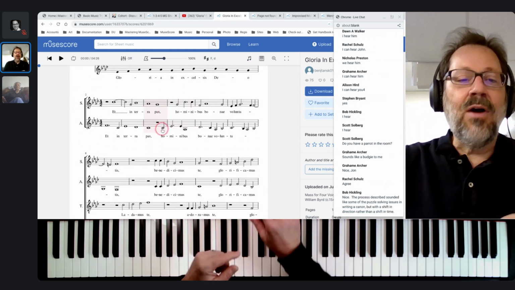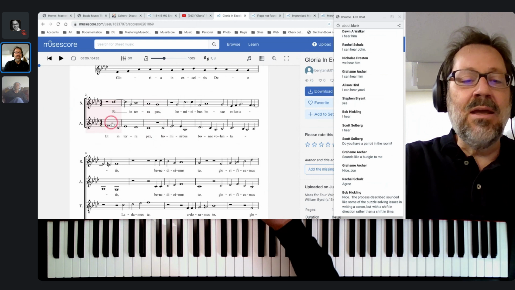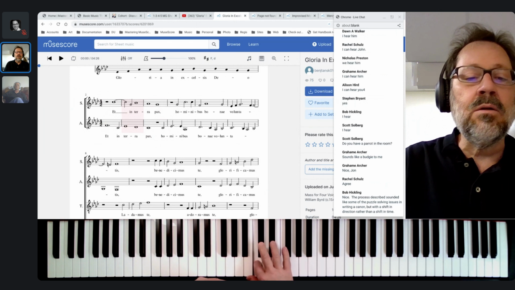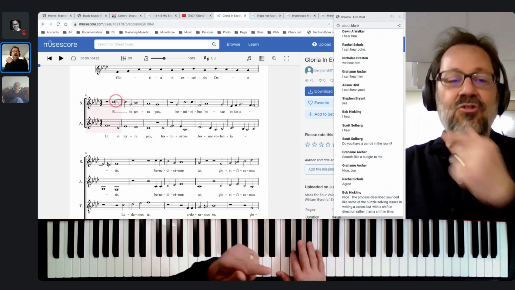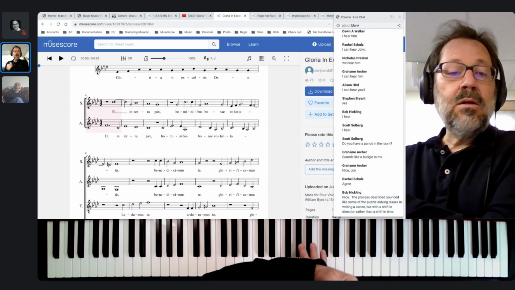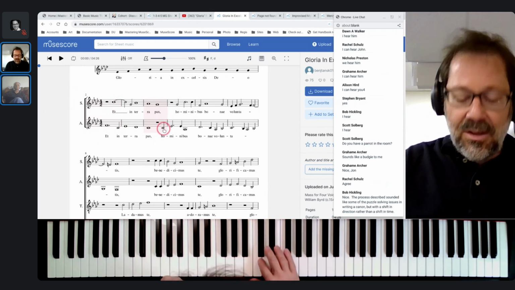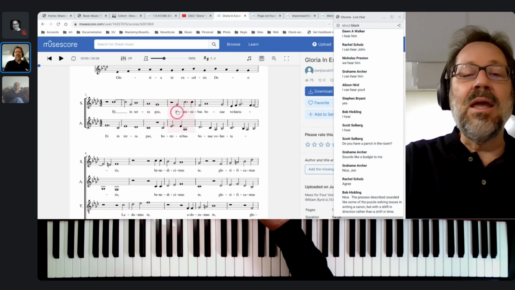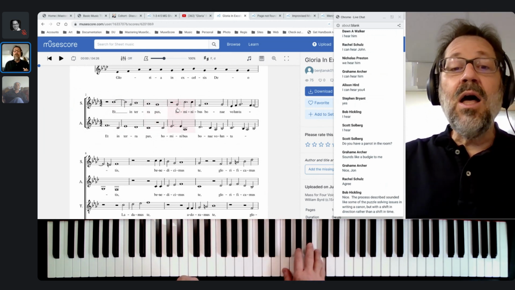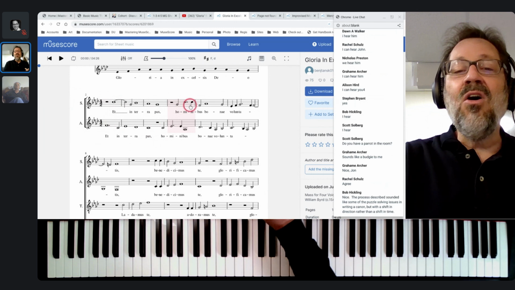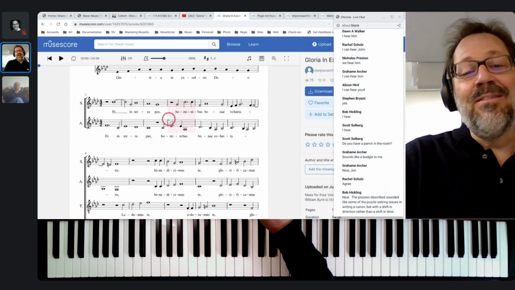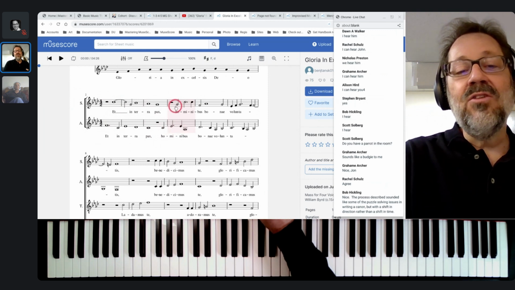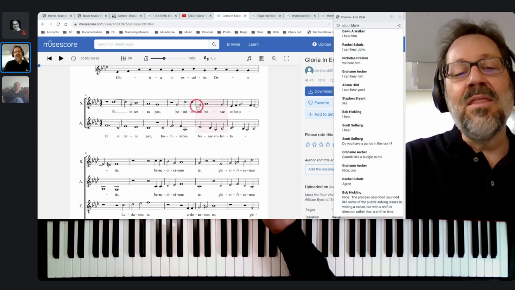Check out this line. So I mentioned how at the beginning, this is imitation, right? Being answered by the same exact line. Now the next line is being answered by something which is almost the same, but not, right? This was a leap of a third and then down a fifth. This was a leap of a fourth and then down a fifth.